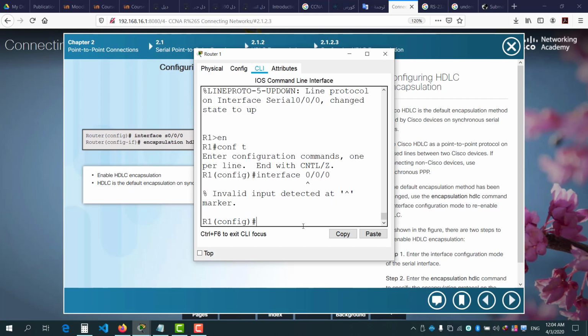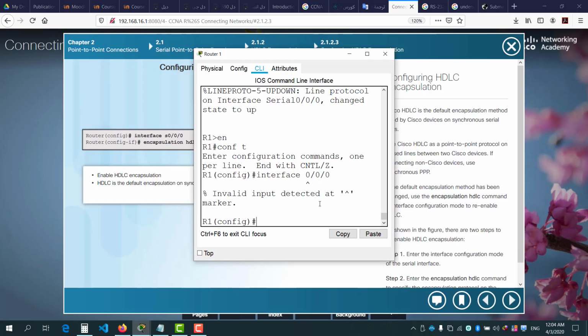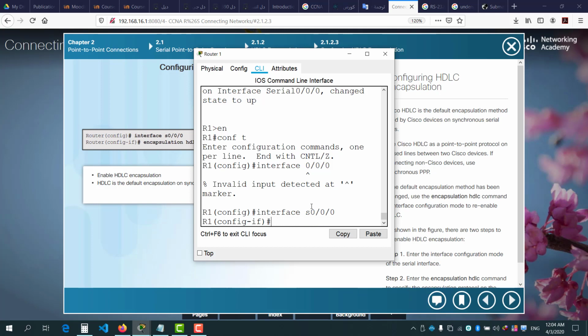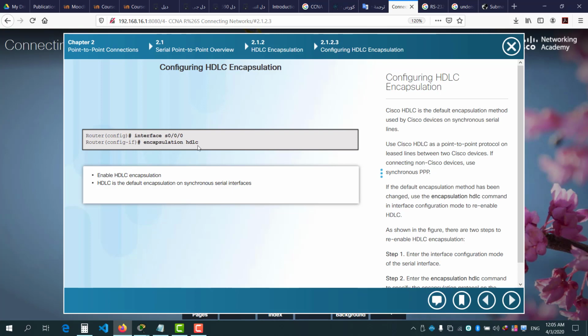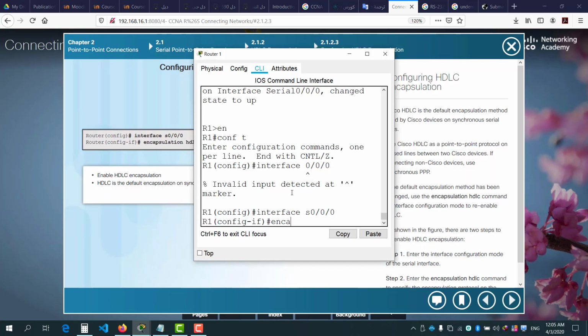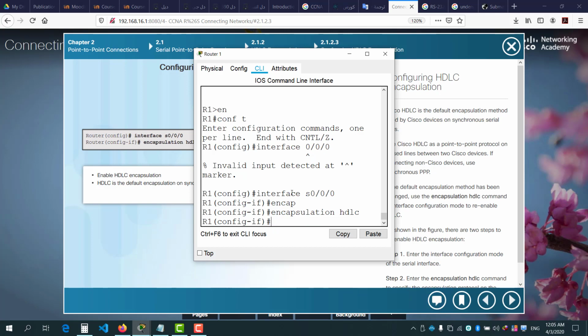Okay, enter, invalid. Interface conf, there is an error. Okay, I forgot S. Now I'll enter the interface serial 0/0/0. Now I'll execute the command which is called encapsulation HDLC. Okay, encap, so I can just hit tab to complete the sentence. So what is the name of that protocol? HDLC. Okay, I'll hit enter. Now it says this command is accepted.